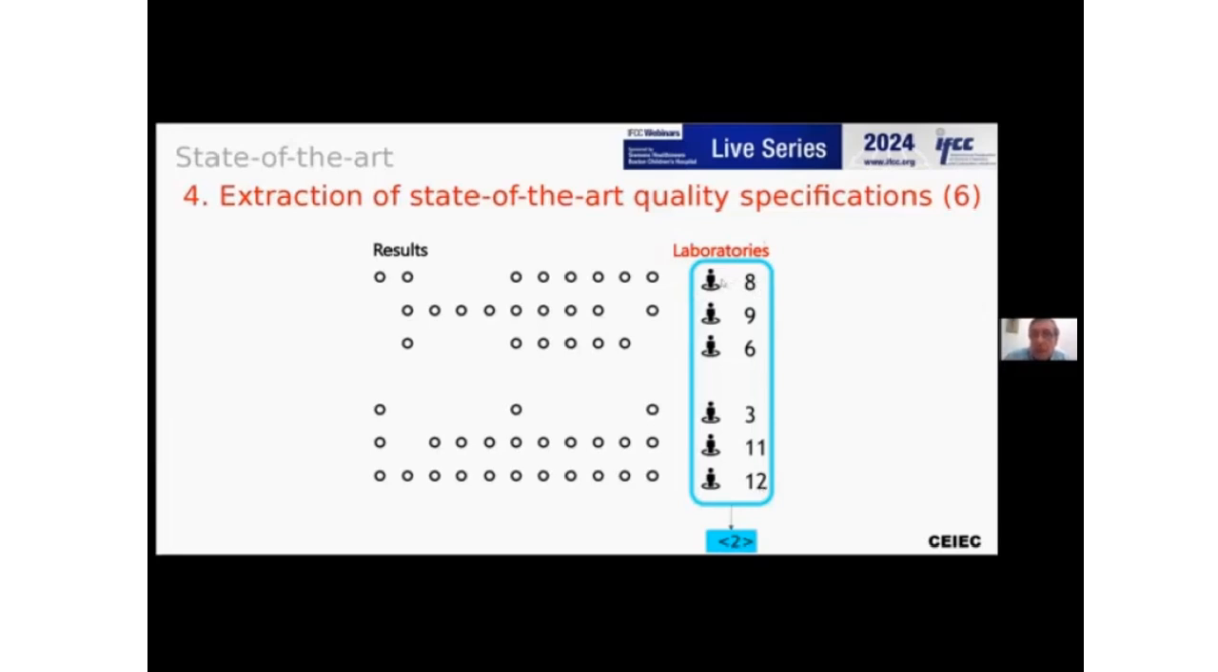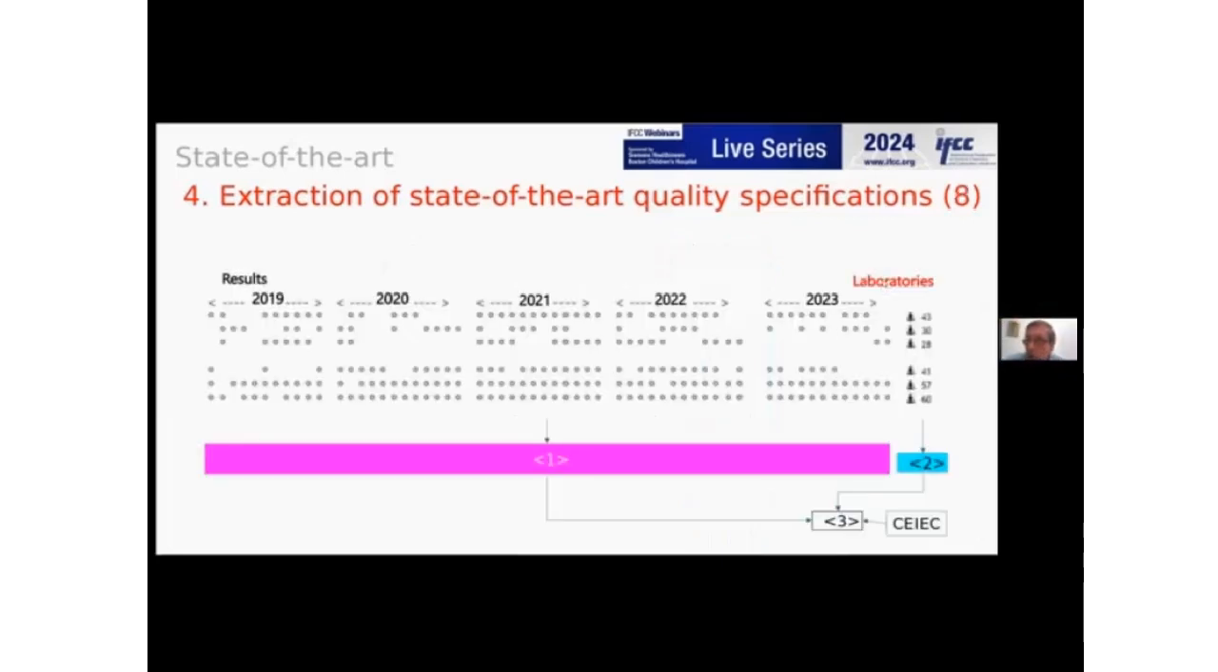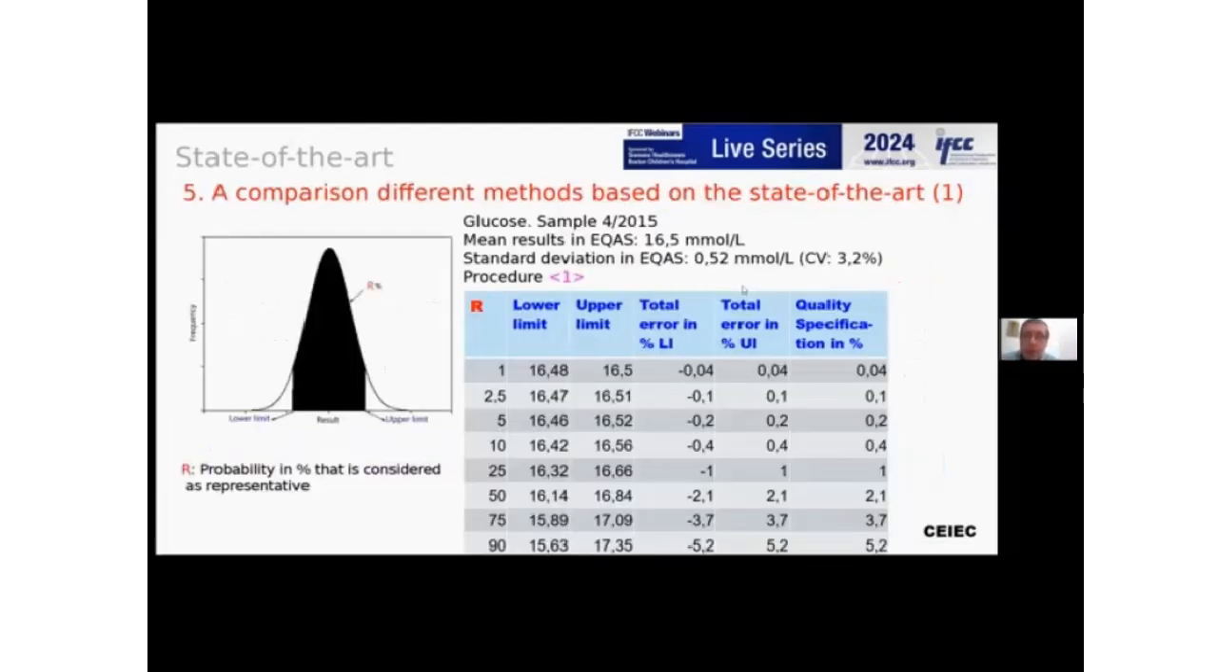Logically, we can also consider results not chosen from a single cycle, but chosen from several cycles, and here we should also find differentiated results. We present several examples of results. For example, glucose, which is a common measurand. We know the sample for a single sample, the consensus value obtained, the standard deviation, the coefficient of variation, and we can follow procedure 1, which consists of defining for all these results which values are representative of the state of the art.